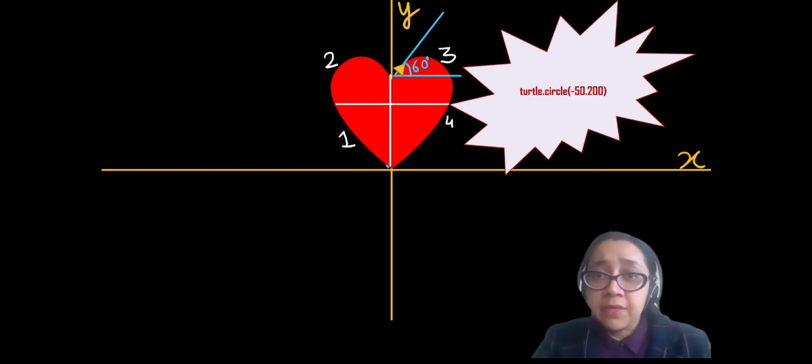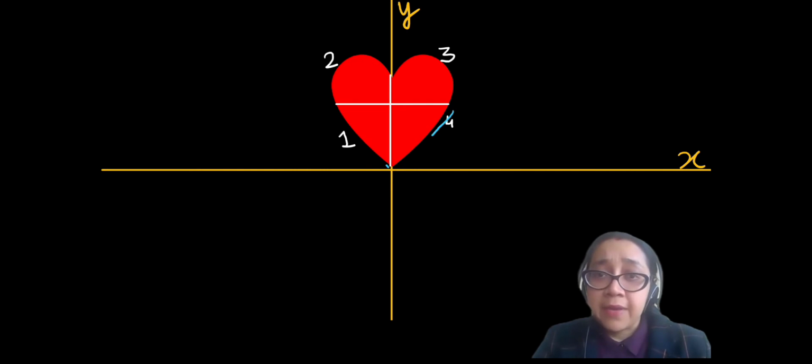Now after we are done with the third part, the fourth part is again exactly symmetrical to the first part of the heart, and hence we can move forward the same distance we have taken for the first part of the heart.